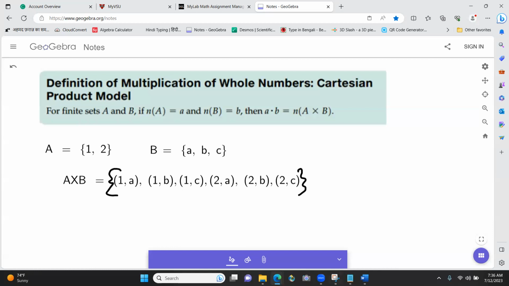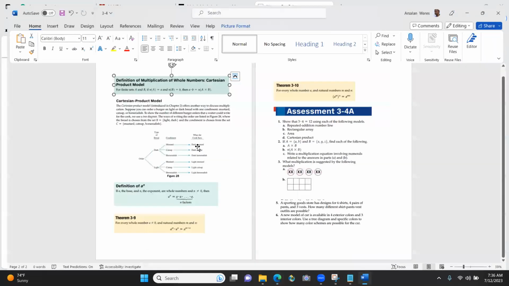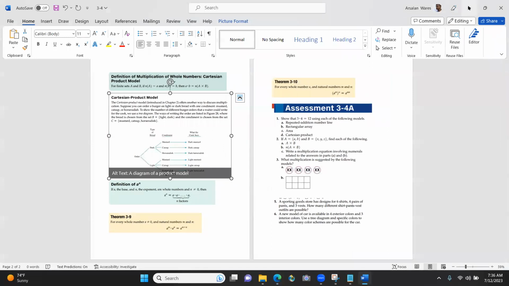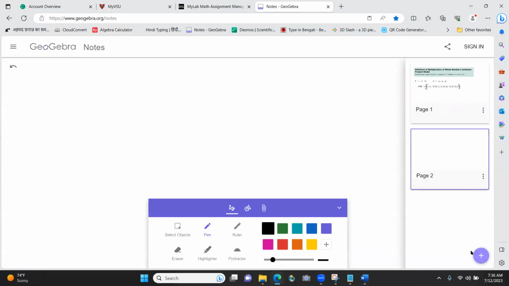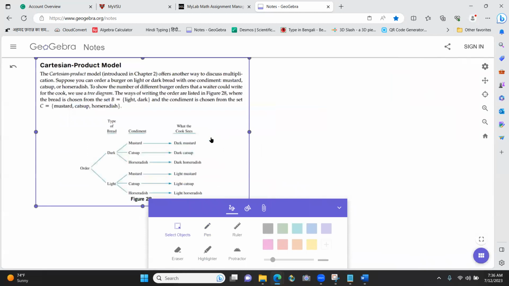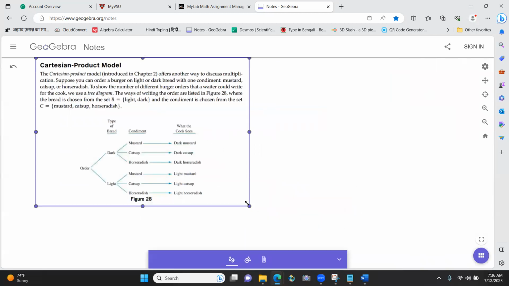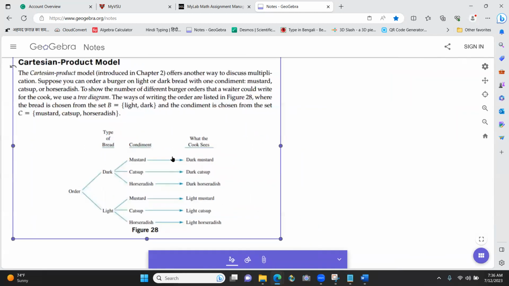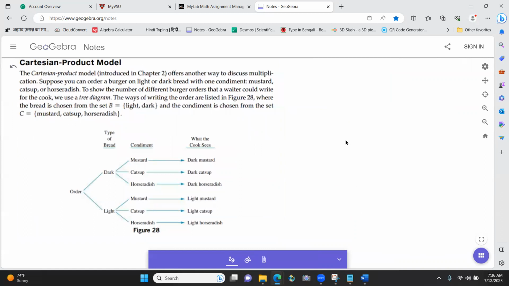Now, let me do a problem from your book. Let me walk you through a problem. It's a little hard to draw this picture. Let's go over it. What are they saying? The Cartesian product model, we have also, it's also in chapter 2, offers another way to discuss multiplication. Suppose you order a burger on light or dark bread with one condiment, mustard, ketchup, horseradish.